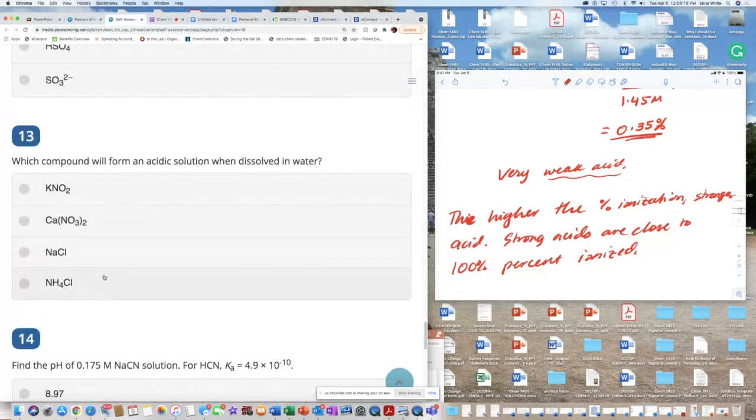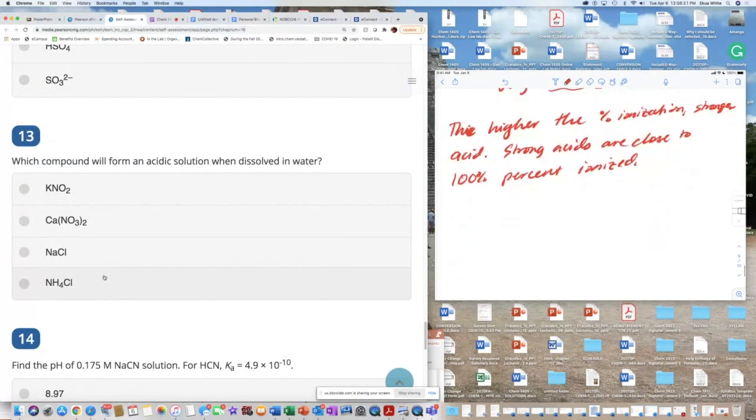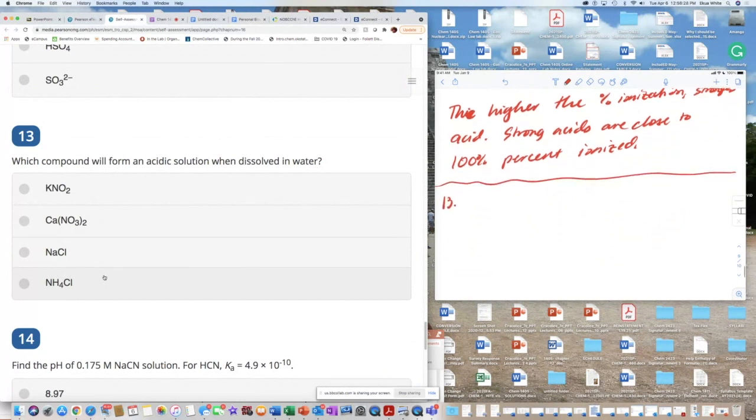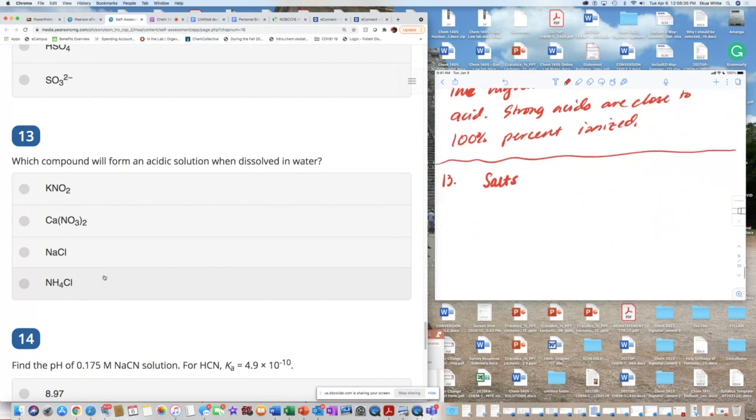Number 13. I wanted to do that one here. Number 13. So we're done with this. Number 13. Which compound forms an acidic solution when dissolved in water? Okay, so these are all, first of all, salts. How do I know salts? Salts are ionic compounds. If I can spell ionic compounds.